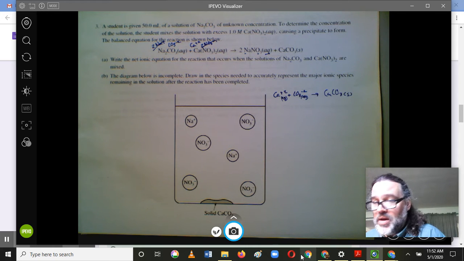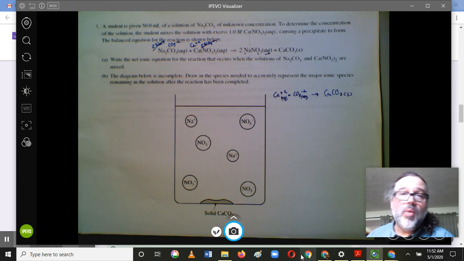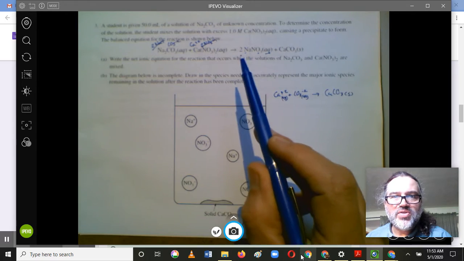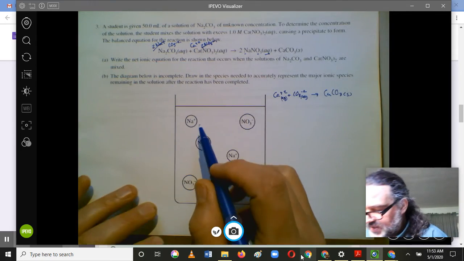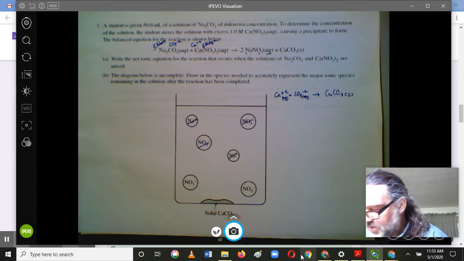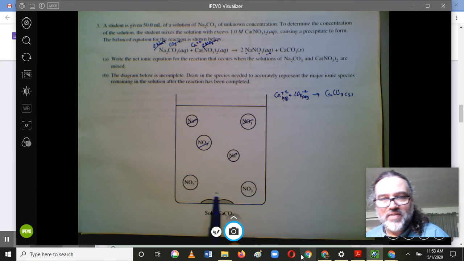Question B. Imagine what's in the beaker, right? We want to look at what's in the beaker, and so we want to draw what's in the beaker. And let's pay attention to what we see there. Look at the balanced chemical equation. The balanced chemical equation says there's 2 NaNO3. So I see a NaNO3, I see a NaNO3, and I see some nitrates left over, 2 nitrates left over.